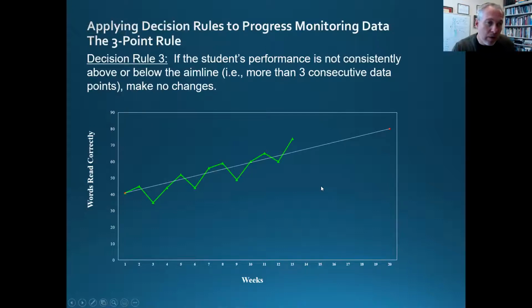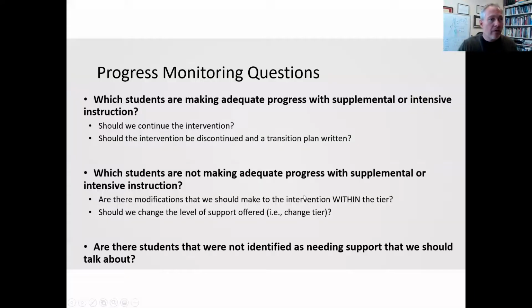Now, again, that's working towards an IEP goal. You've set a goal. If it's not working, you can do something different within special ed. But with an RTI framework, from tier 2 to tier 3 or tier 3 to special ed, we're going to use a different framework. For example, we're going to try and address which kids are making adequate progress with supplemental or intensive instruction and which kids are not making adequate progress. We're going to try and address those 2 questions.